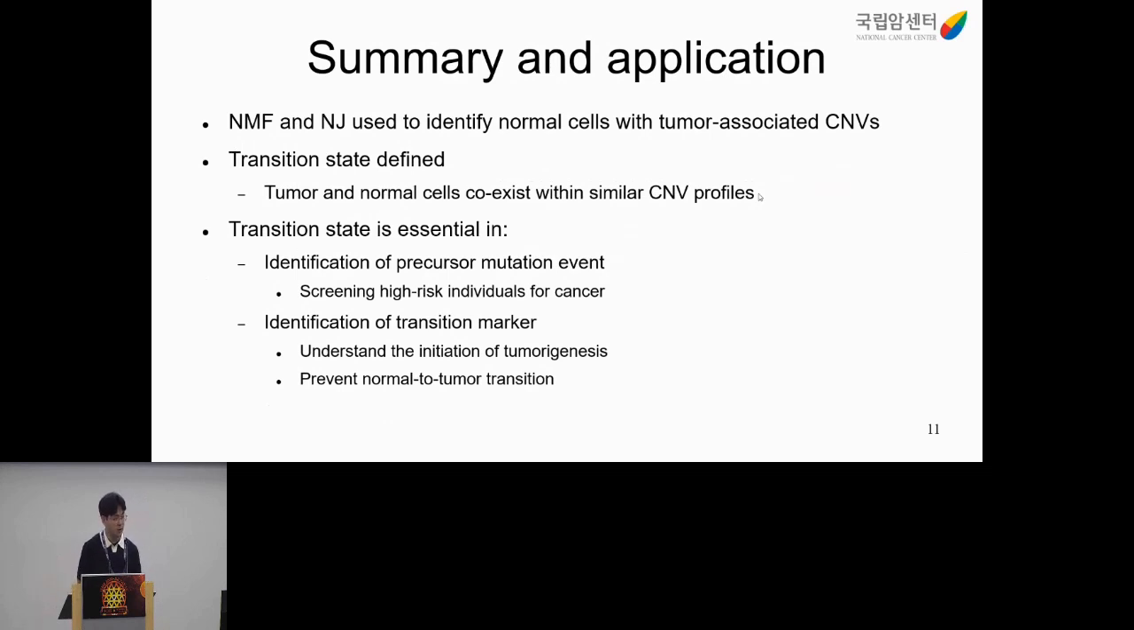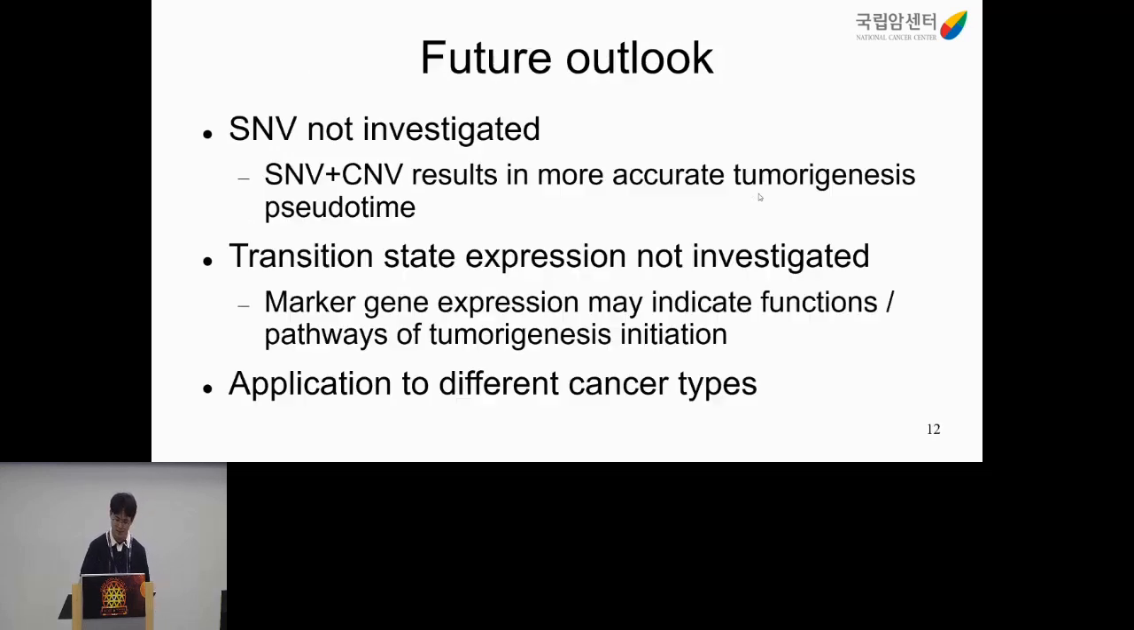So in summary, we use two techniques, the non-negative matrix factorization and neighbor joining methods, to try to figure out if we could identify possible precursor events from normal cells to become tumor cells. From the one tumor sample data, we have identified the transition states, where the normal cells do share some of the CMV events from the tumor cells. And proper identification of these transition states has implications in cancer preventive measures and personalized medicine.